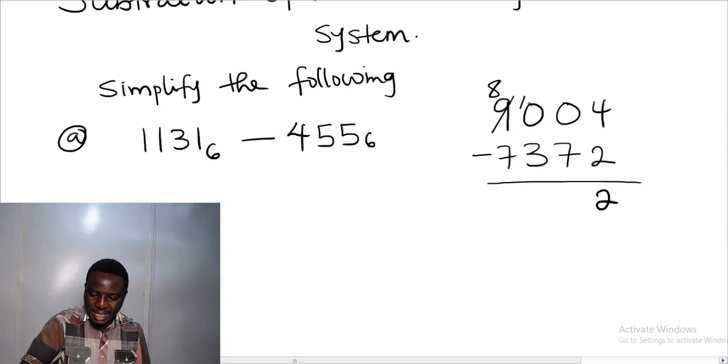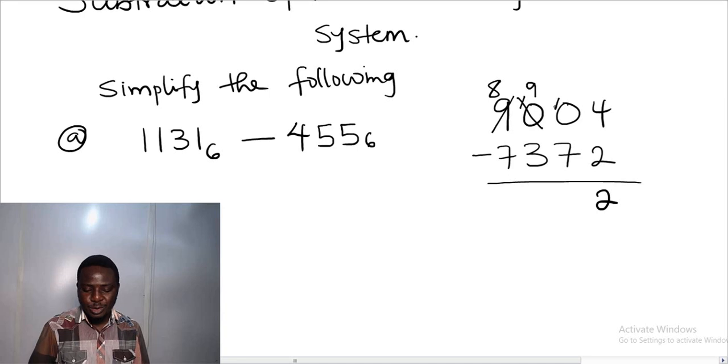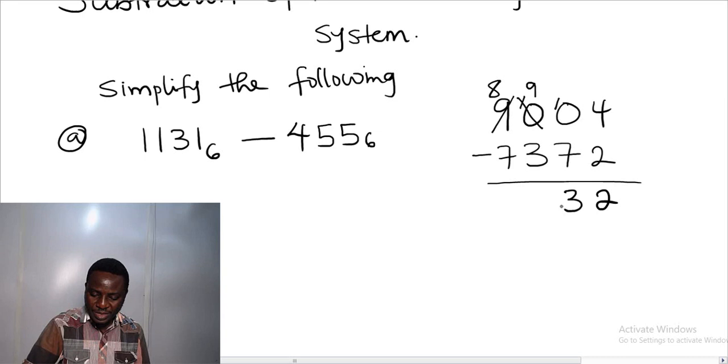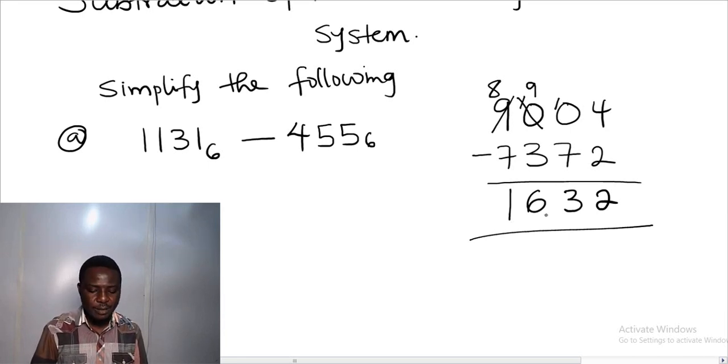And now, since this one has 10, it can now borrow 1 to the next lower digit. So if you borrow 1 from this, it becomes 9, and this becomes 10. You can now subtract. 10 minus 7 will give you 3, and 9 minus 3 will give you 6. 8 minus 7 will give you 1. So this is equivalent to 1632 in base 10.